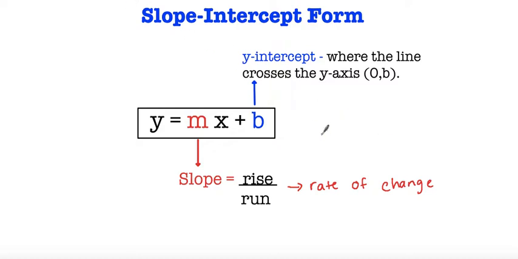And our variable b represents the y-intercept, where the line crosses the y-axis at (0, b). So here in our equation, b represents the value at which our line will cross the y-axis. And we also know this as our initial value.